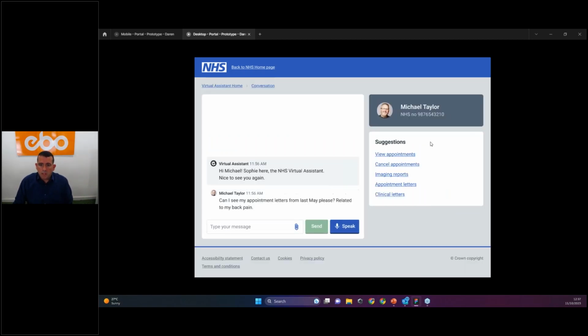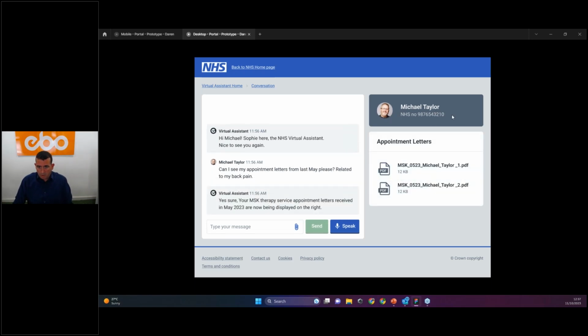Over here, you've got signposting immediately with suggestions of what the discussion and the identification of the patient, if they are appropriately identified on the device. Now here, we're showing exactly the kind of thing we can expect from artificial intelligence as we begin to develop it. So it has related back pain to the MSK service, and obviously it's identified appointment letters and the date as well, and it's provided them here.